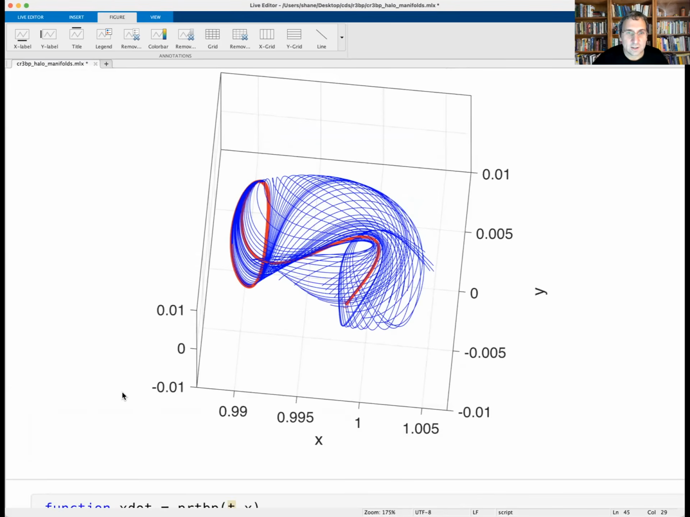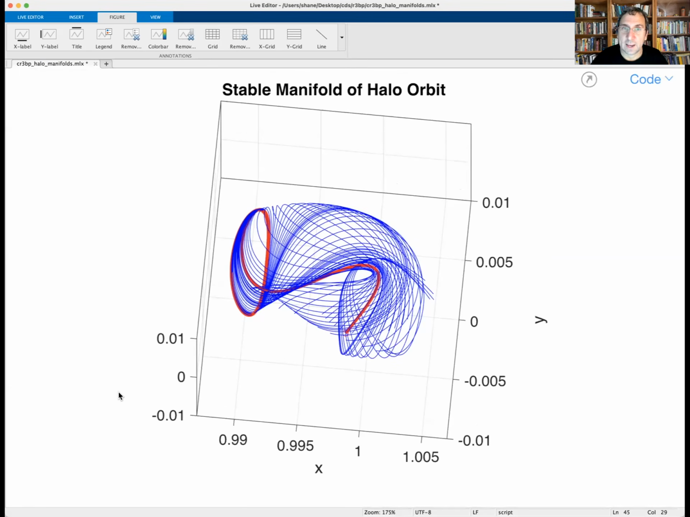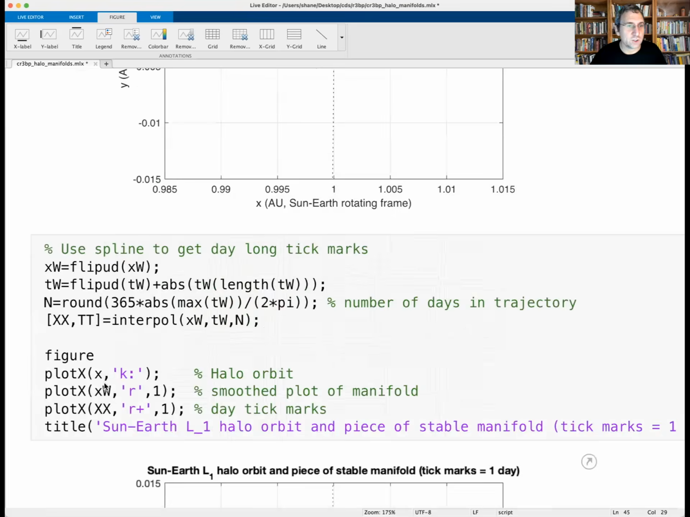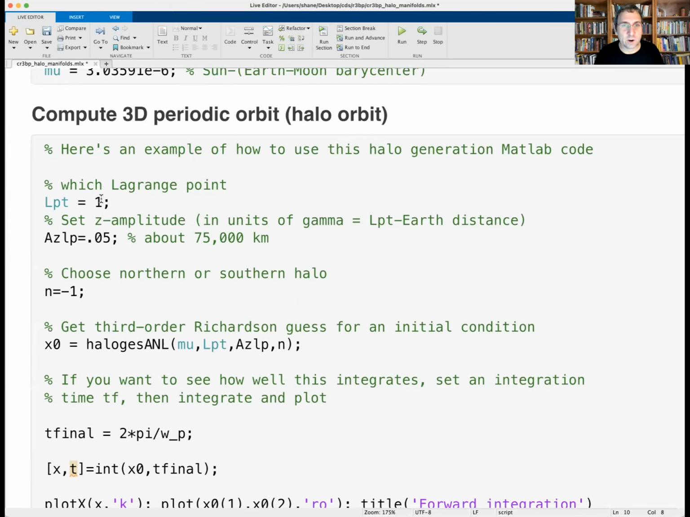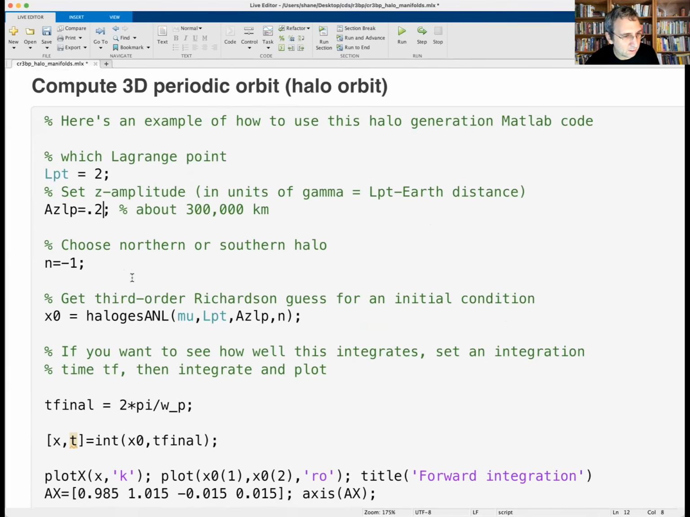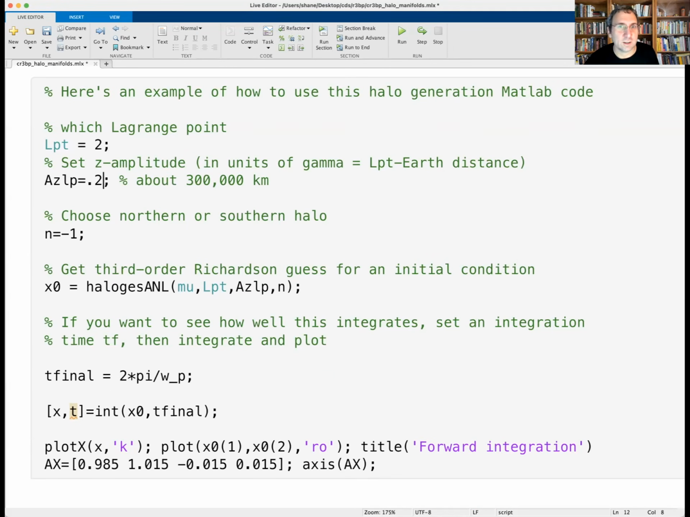Is that it? Yeah, so that's what this code does. And you could play with it if you want. We can go up here and change it to be L2. So if I wanted something that's more like the James Webb, I can make this Lagrange point 2, and then instead of 75,000 kilometers, maybe I want something closer to 300,000. So that would be this non-dimensional units 0.2. And I'm just gonna run this and see if it works.